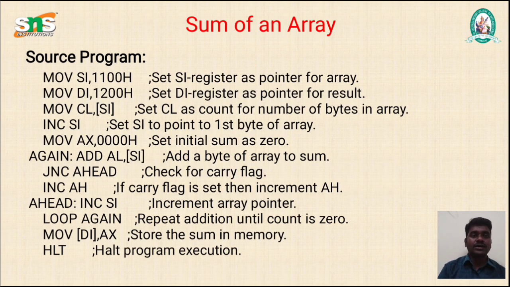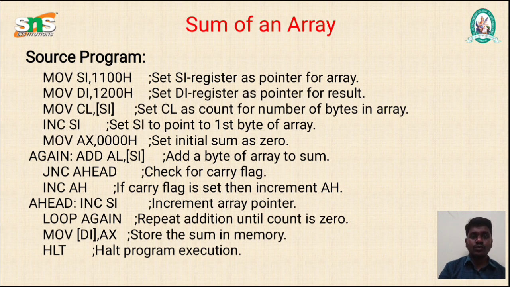So let's explain the sum of an array. This is a source program for the sum of an array. See here. The first step of the source program in microprocessor 8086 is MOV SI, 1100, which means set the SI register as the pointer for the array. So this SI register is a pointer one. Second step, MOV DI, 1200. Here the DI register is the pointer for the result. So SI is for the array, and 1200 DI is for the pointer.